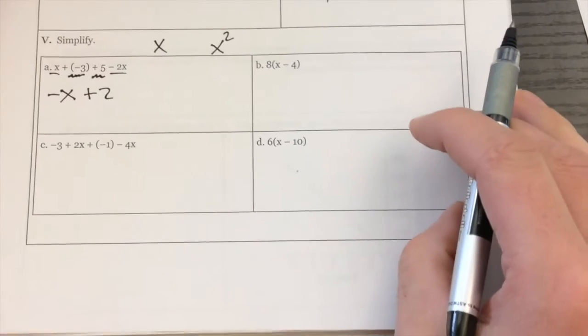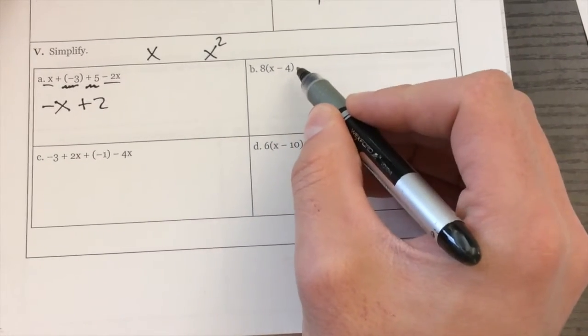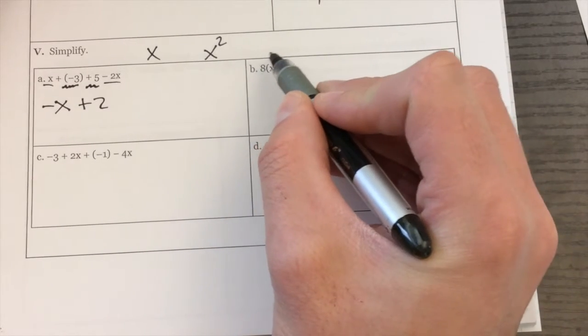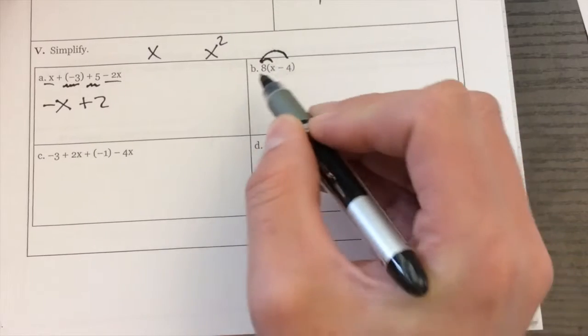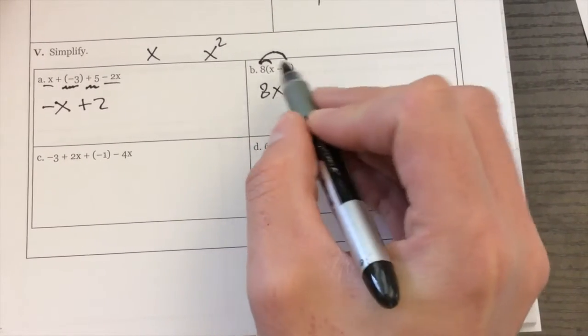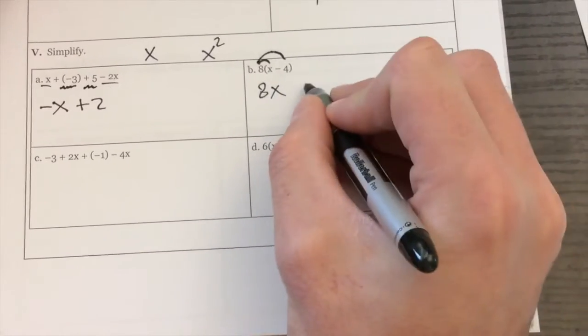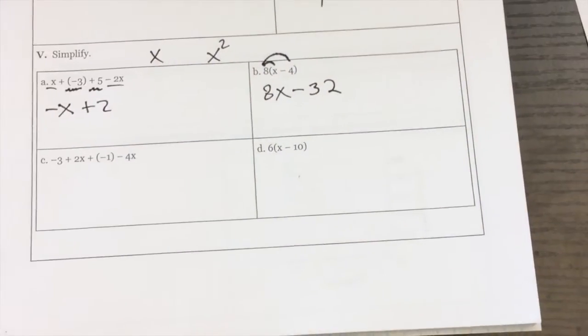Moving over to B, we have an example of the distributive property. So we have 8 groups of x minus 4. We saw in class, and you might have remembered from 6th grade, that we can distribute the 8 to both terms. So 8 times x is 8x, and 8 times 4 is 32. But we are subtracting, so we're still subtracting here.